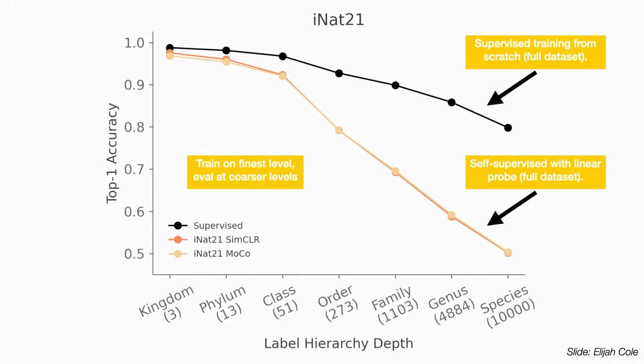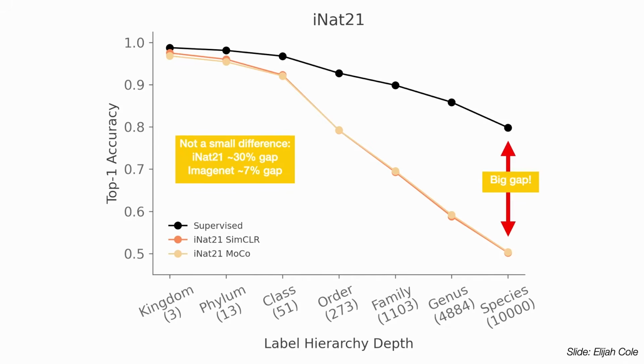So we're basically training on the finest level, but then we're evaluating our ability to categorize at coarser and coarser levels. And it turns out that if you look at this type of data set, you can really see that at those fine-grained levels, there's really not a small difference, right? There's about a 30% gap between supervised and self-supervised training on iNaturalist. And if you do the same experiment on ImageNet, the gap is much, much smaller. It's more like 7%, right?